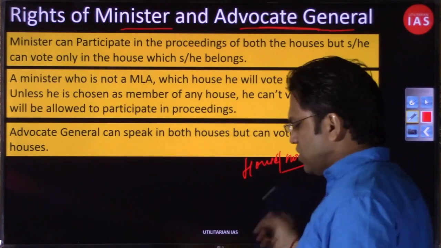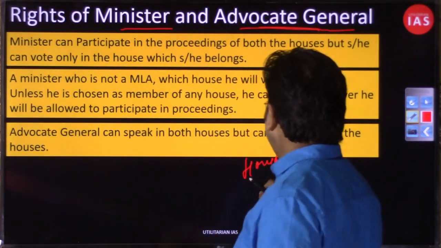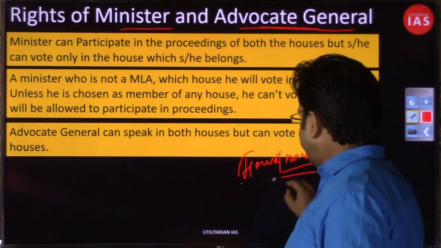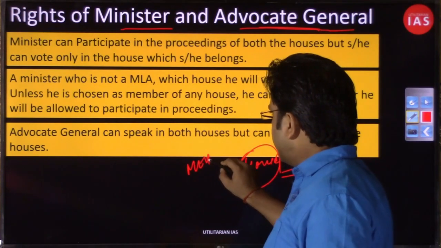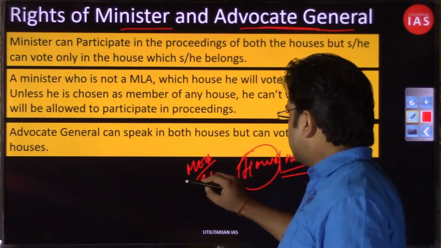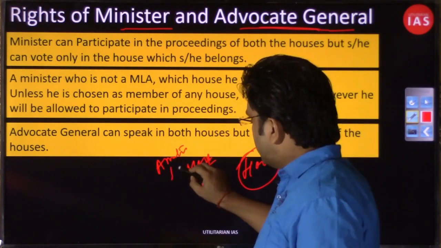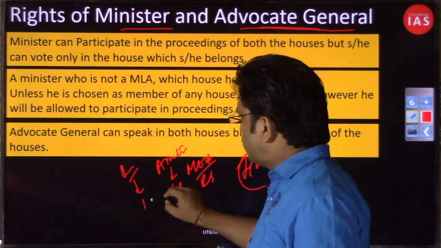Although this point has already been discussed in the Parliament chapter, there are certain areas that we need to touch upon. Logically speaking, take any minister. Suppose you have the Minister of External Affairs, S. Jaishankar, who belongs to the Rajya Sabha. You have Amit Shah, who belongs to the Lok Sabha. Similarly, the Prime Minister also belongs to the Lok Sabha, right?